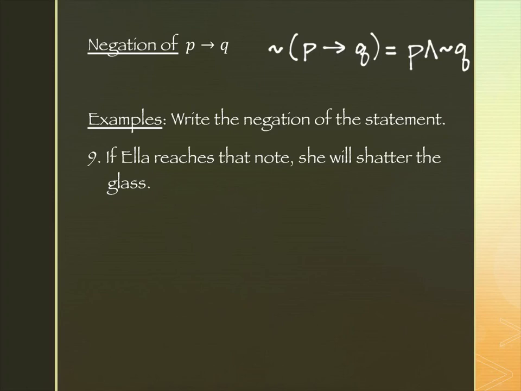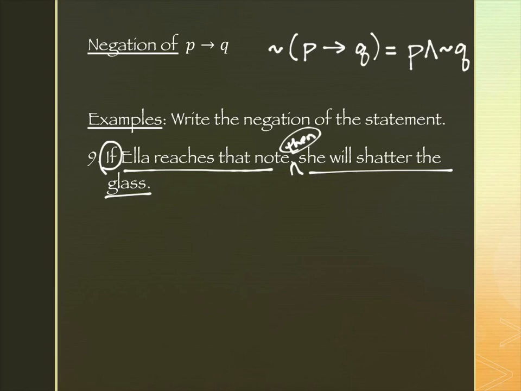So we're going to do that with a statement now. So again, anytime I see connectives, I kind of put them in circles, and then I'll underline my individual statements. So my connectives are an if-then. It says Ella reaches that note, and then it says she will shatter the glass. Those are our pieces. So what I'm supposed to do with what we've written down is I'm supposed to keep the if part the same.